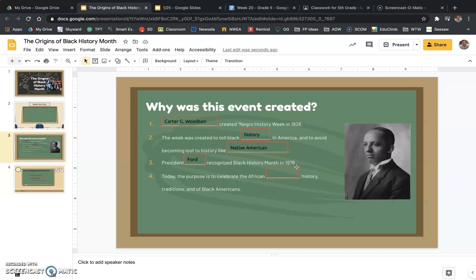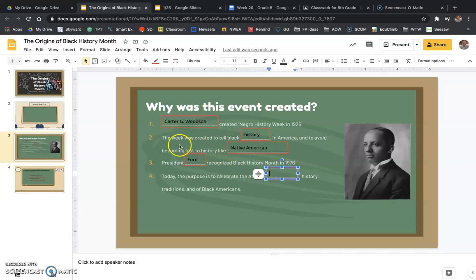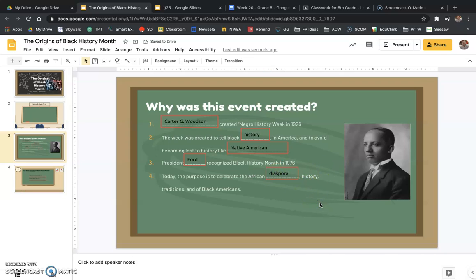Okay. Now, today, the purpose, obviously, we're not talking about African Americans being lost to history because the history is there, and we've been able to study it. We learn a lot about it. So really the whole idea is to celebrate and learn a little bit about the African diaspora. It's kind of an interesting word. We're going to give it a definition here in just a minute. Okay. Also the history, the traditions of Black Americans.